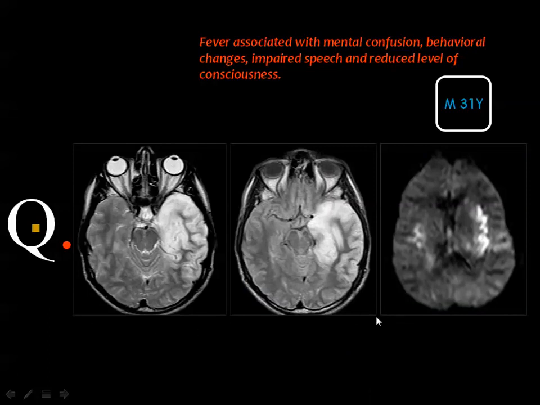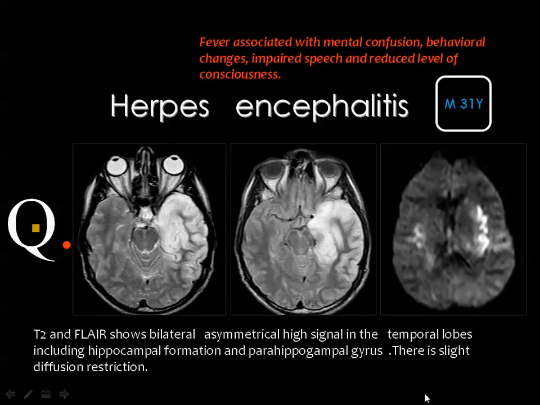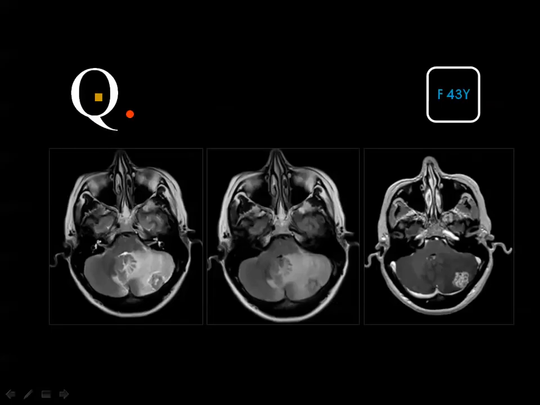This is a male patient, 31 years old, presented by fever associated with mental confusion. And this is the axial T2, axial flare, and diffusion. Encephalitis, and this is herpes encephalitis being in the temporal area, and you can see that a lesion is seen in the diffusion, not seen clearly in the MR images, and the inflammation like herpes will produce restricted diffusion.